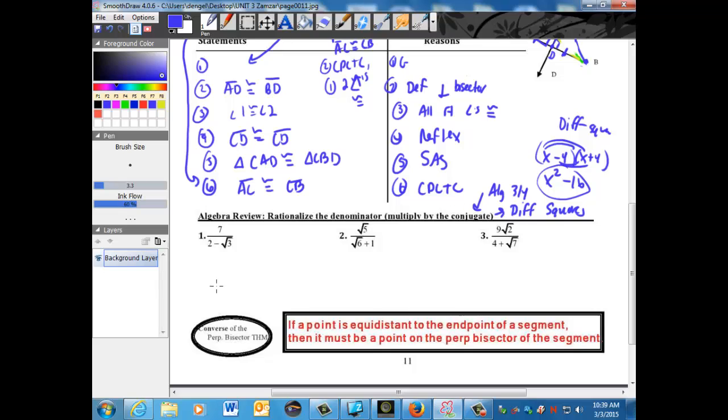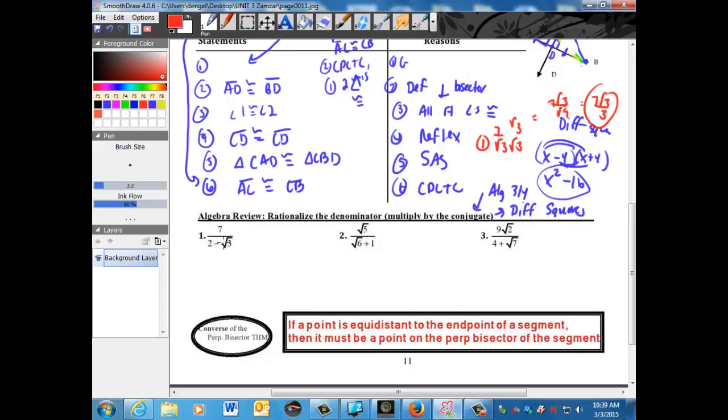Now recall that if we had a problem, let's change the ink color. If we had a problem like, if we change problem 1 to 7 over rad 3, well, we would multiply by rad 3 over rad 3. We would get 7 rad 3 over rad 9, which is 7 rad 3 over 3. And the reason why we do that is we're not allowed to have a square root on bottom.